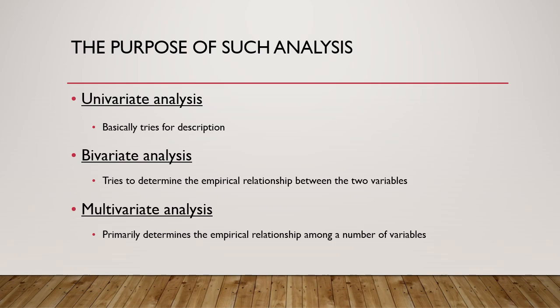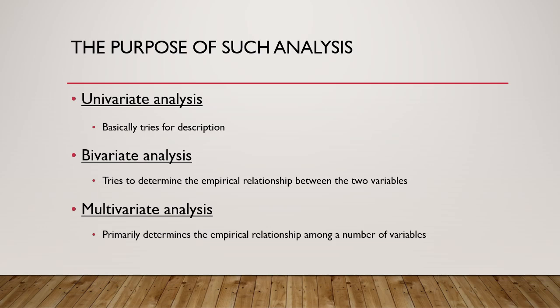Bivariate analysis tries to determine the empirical relationship between the two variables. So temperature and rainfall, if these are the two variables that I'm going to take into consideration, how is temperature going to vary with the variation in rainfall? That is what we try to understand in bivariate analysis. Basically, we try to correlate both.